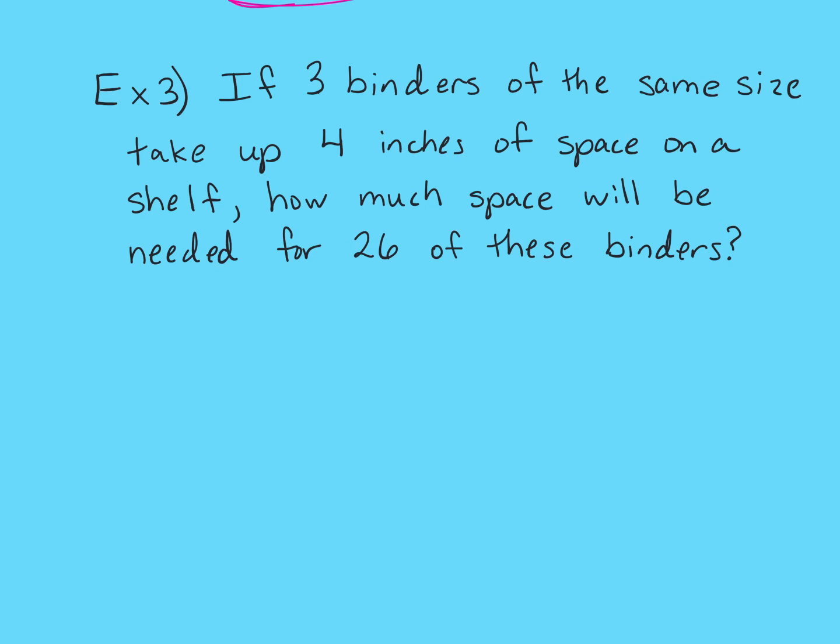So we're looking at the number of binders and the space that they take up. So I'm going to compare those two in a ratio. I'm going to compare binders to the amount of space, which would be measured in inches. And so I'm going to set up a proportion. I know that 3 binders take up 4 inches of space. And I'm looking for how much space, that's our question mark, will be needed for 26 binders.